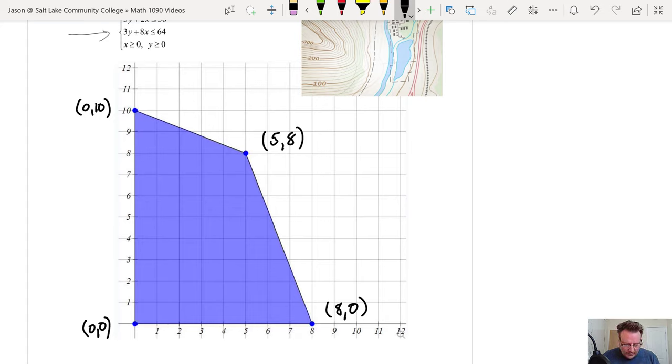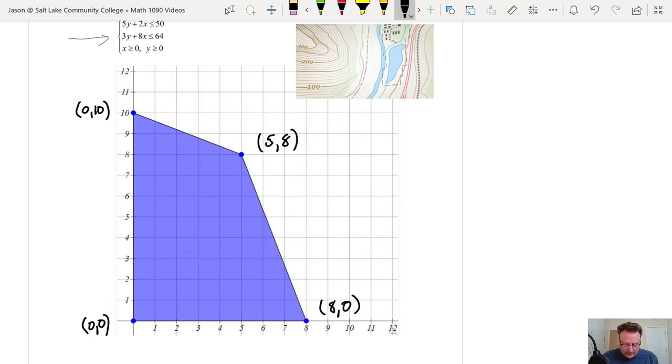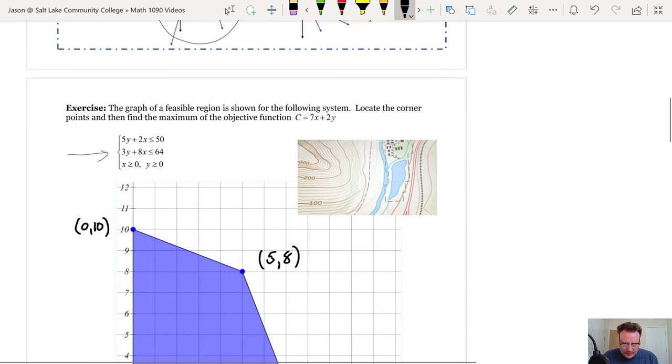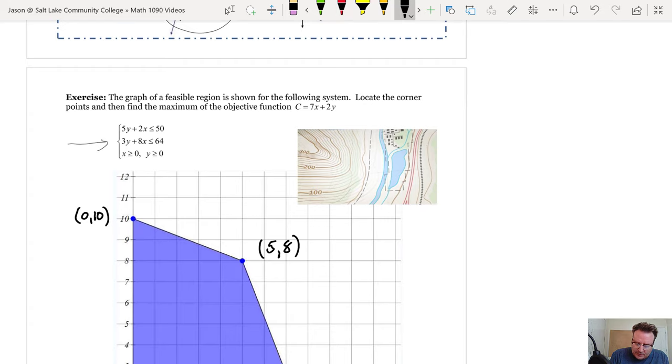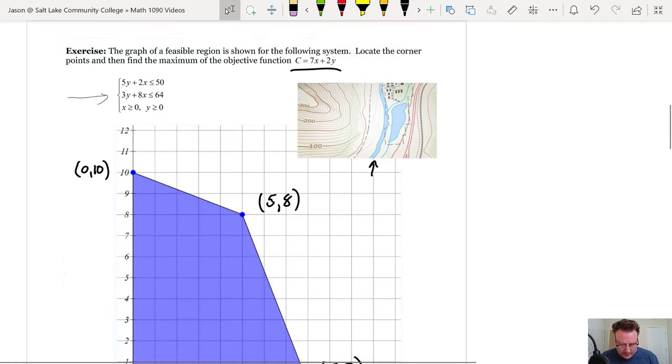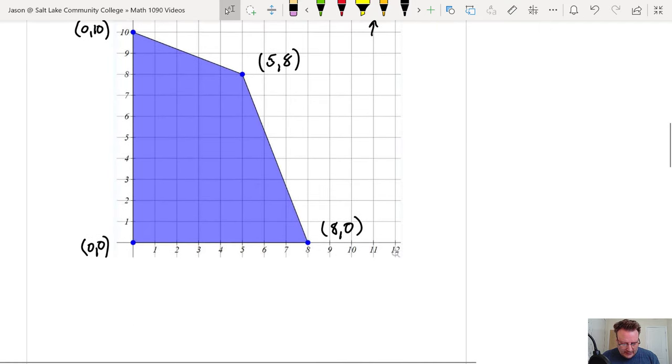So what we want to do now is just plug all of these points into our objective function, which is this function here, C is equal to 7x plus 2y. And we want to see which point will maximize that function. Okay, and then I'll explain why I've got this little picture of a topographical map here in just a moment. So let's plug these data points in. And here's the key idea.